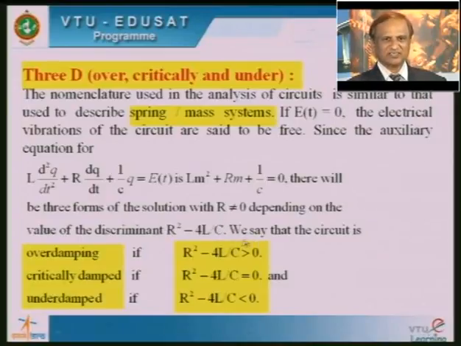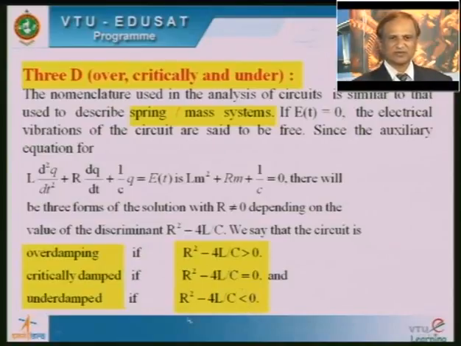So as I have mentioned in the following, right? So we say that the circuit is over damped, right? So when we say over damped, if the value of R square minus 4L by C is greater than 0. Is it clear? Sometimes we can say that it is critically damped if R square minus 4L by C is equal to 0, and sometimes we can say that it is under damped if R square minus 4L by C is less than 0.